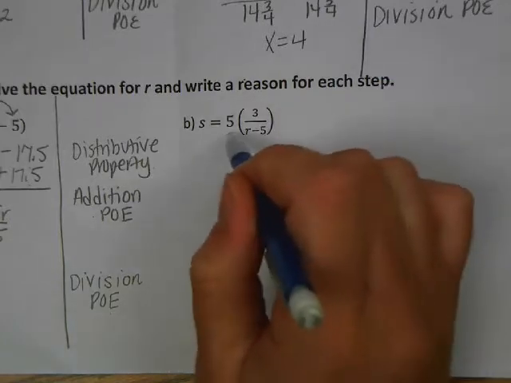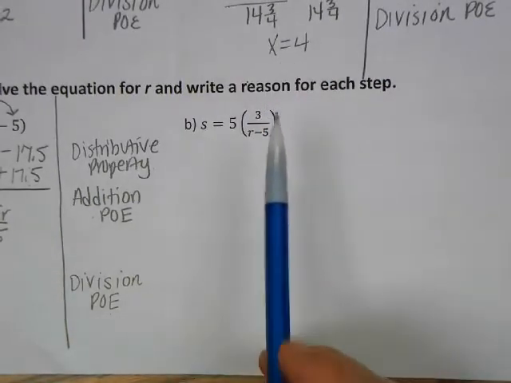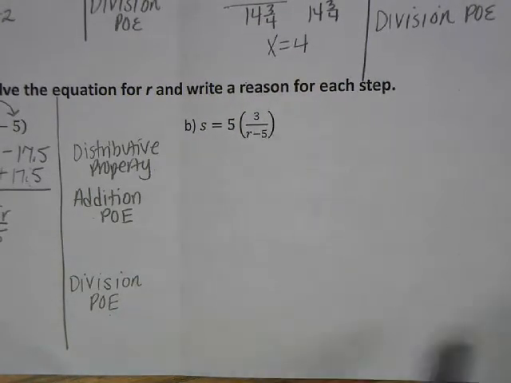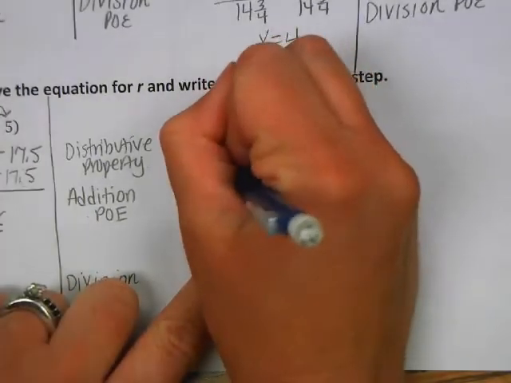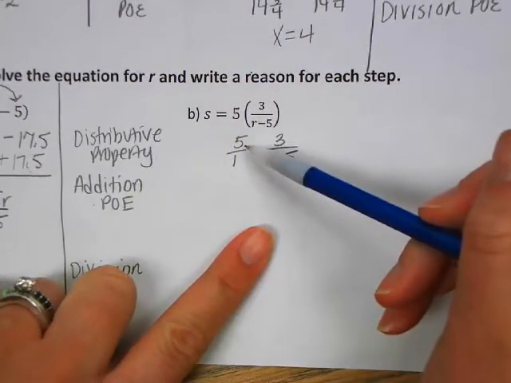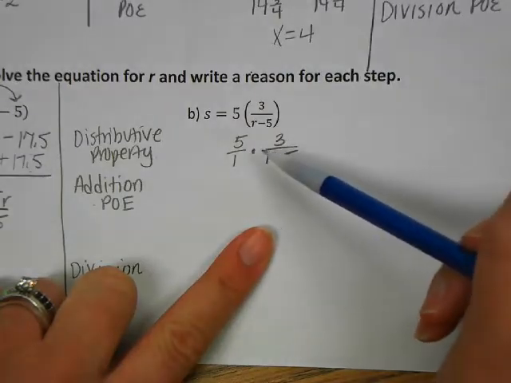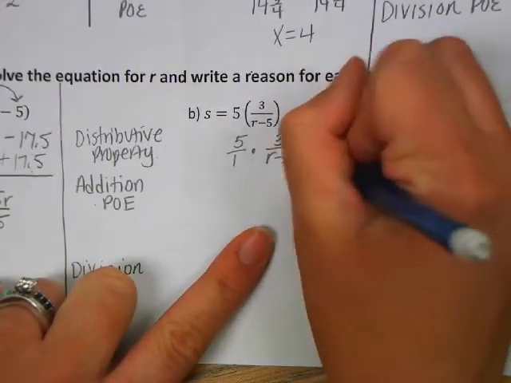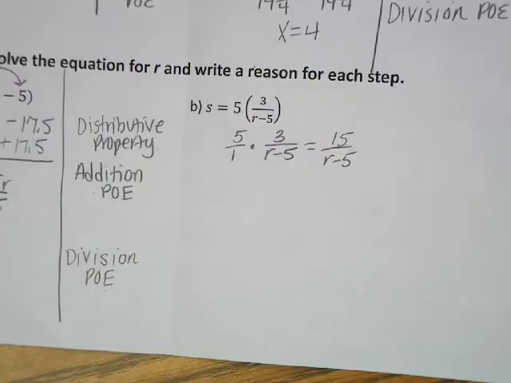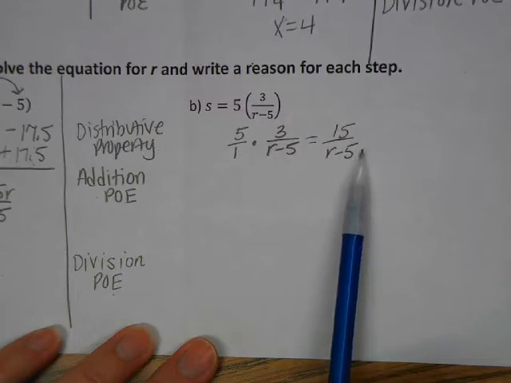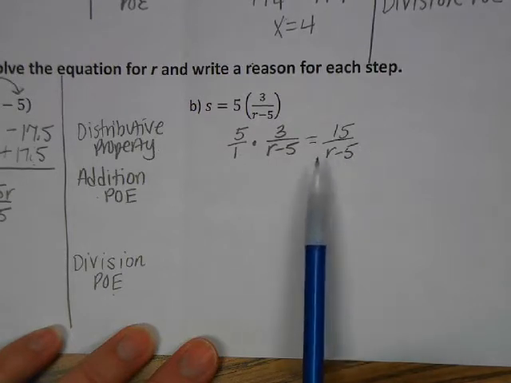So the first thing we have to do is simplify this right-hand side. So we're going to multiply 5 and 3 over r minus 5. So anytime you're multiplying fractions, a lot of people try to overcomplicate this. But 5 is the same as 5 over 1. So you're technically multiplying 2 fractions. And whenever you multiply 2 fractions, you multiply the numerators, multiply the denominators. So the right-hand side simplifies to 15 all over r minus 5.